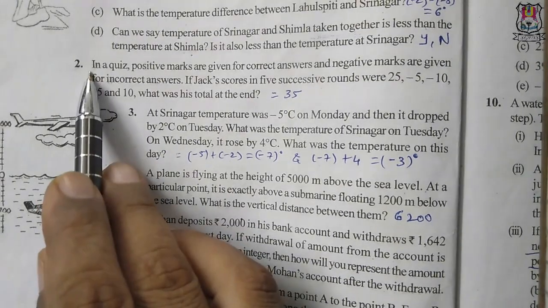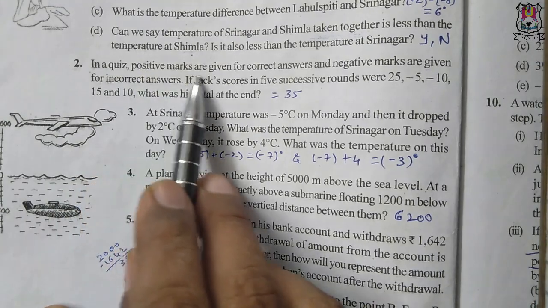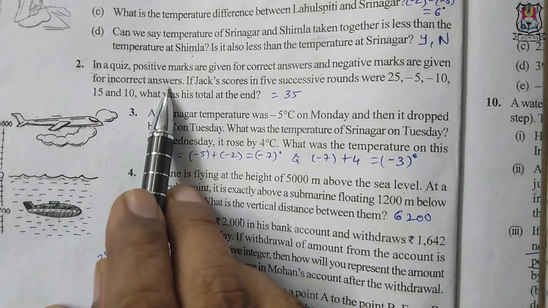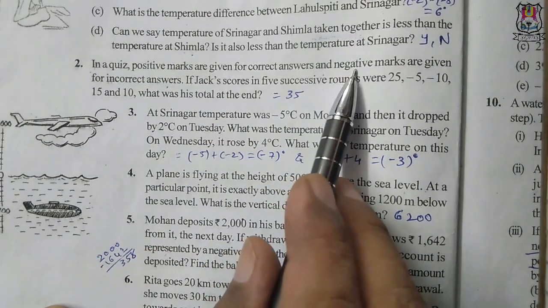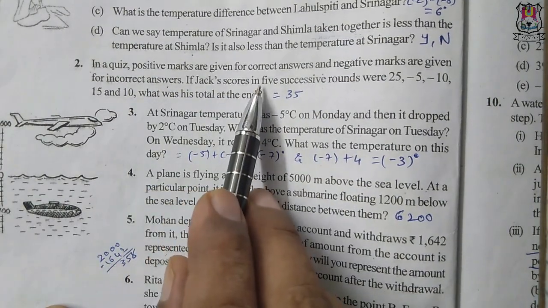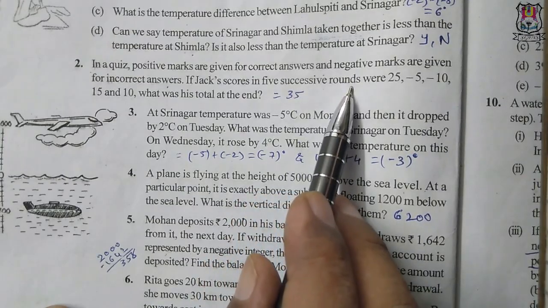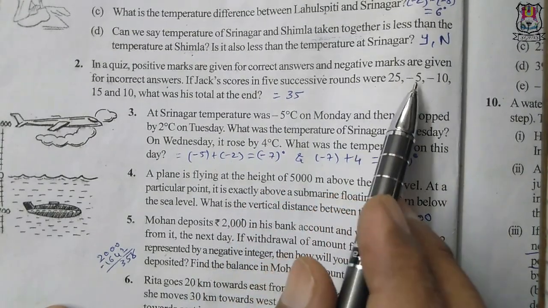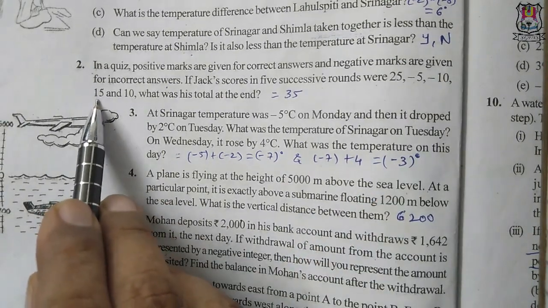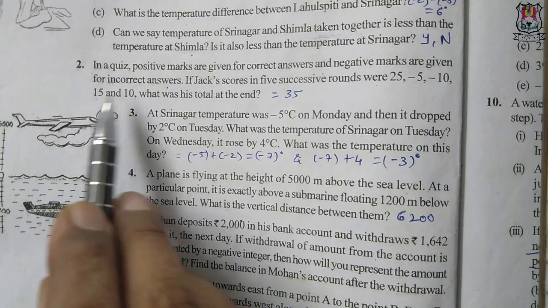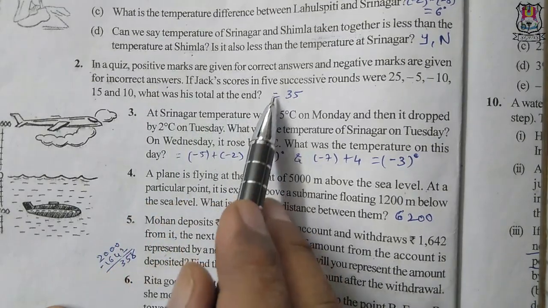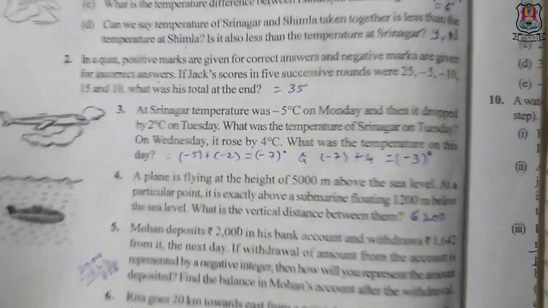Now question number 2. In a quiz, positive marks are given for correct answer and negative marks are given for incorrect answer. So positive means plus and negative means minus. If Jack's scores in 5 successive rounds were 25 in the first round, minus 5 in the second round, minus 10 in the third round, plus 15 in the fourth round and plus 10 in the fifth round, what was his total at the end? Let's see how to solve this.